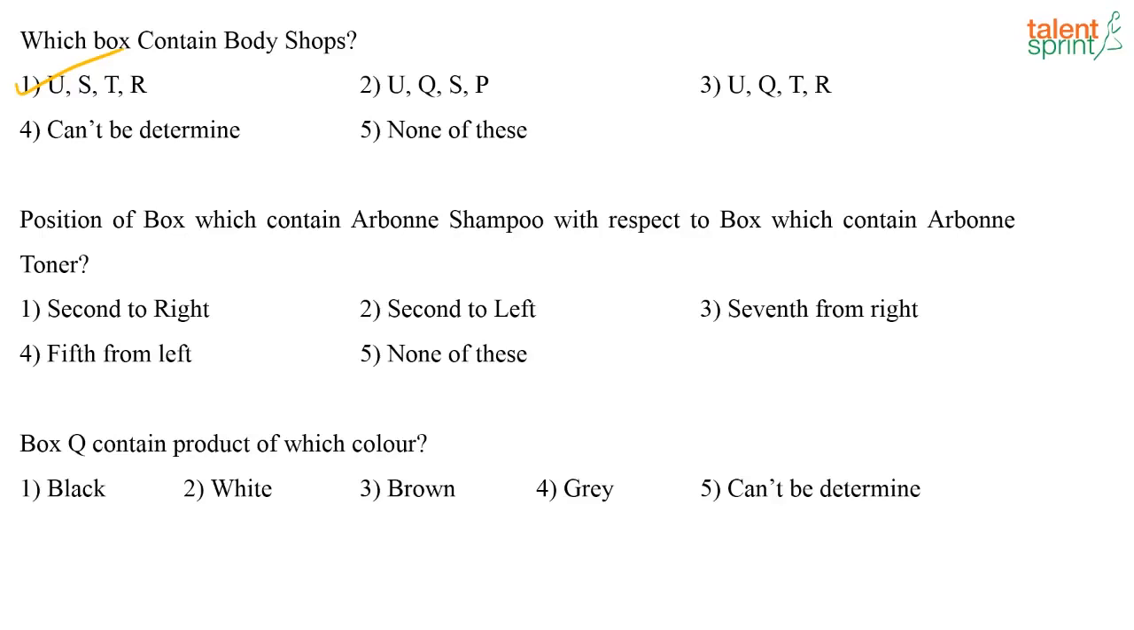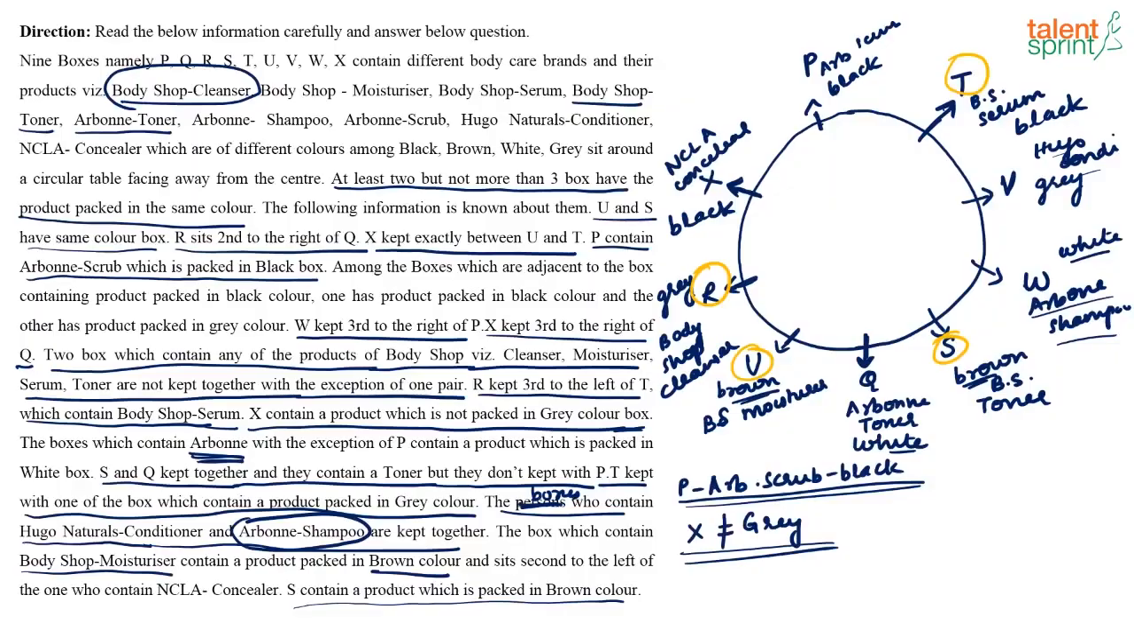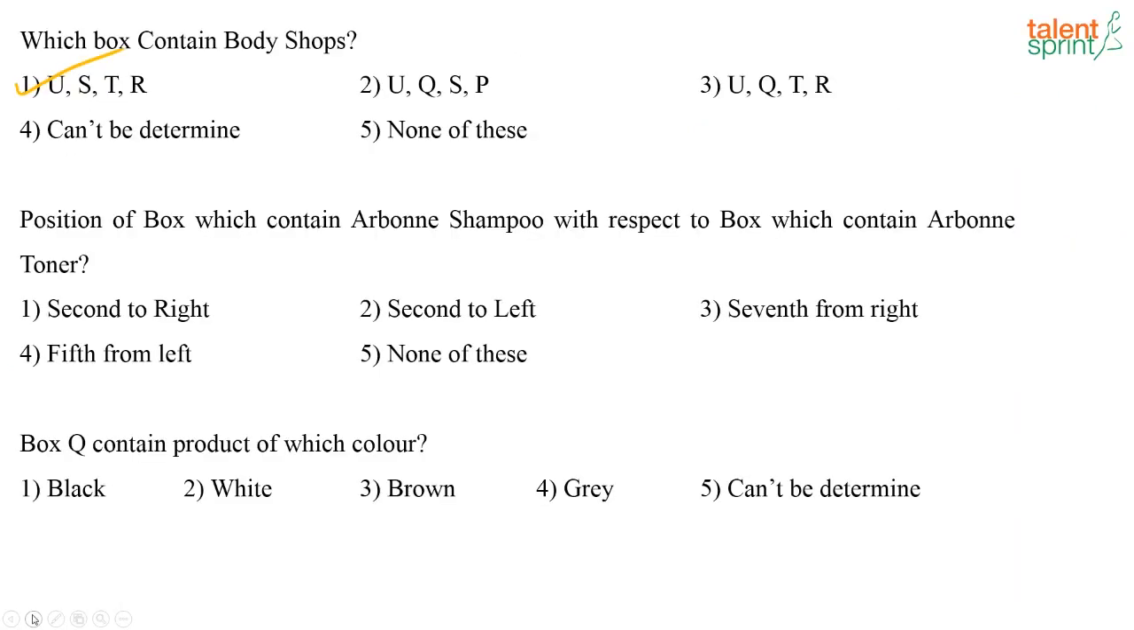Position of the box which contains Arbonne Shampoo with respect to the box which contains Arbonne Toner. So which is the box that contains Arbonne Toner? Here. Position of Arbonne Shampoo with respect to Arbonne Toner is second to the left. Okay, second to the left. So the second answer will be second to the left. Next one. Box Q contains product of which color? Box Q contains white color product. So option 2. Box Q contains white.